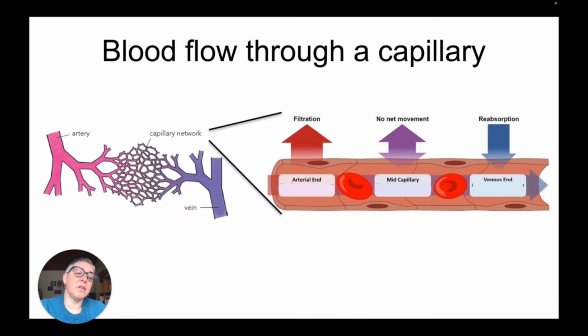And then we have the venous end, where reabsorption is going to continue to take place. In the same idea of blood going to the body cells, that is where carbon dioxide would be reabsorbed at the venous end, and then blood would flow out into venules and into veins and get pumped around the body.